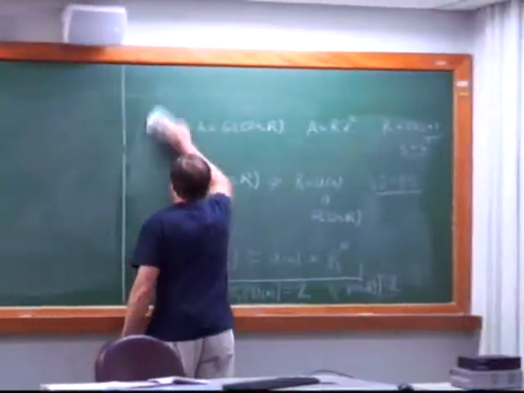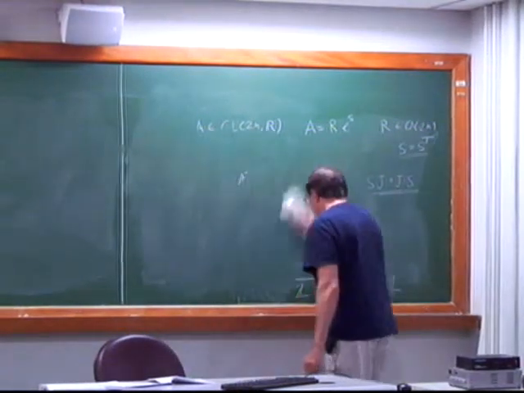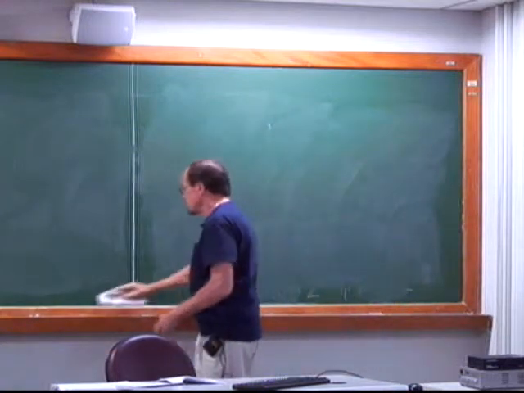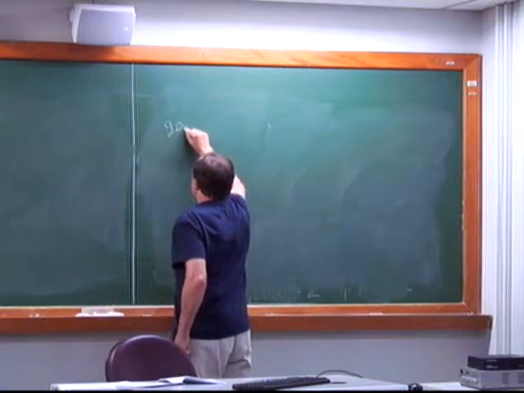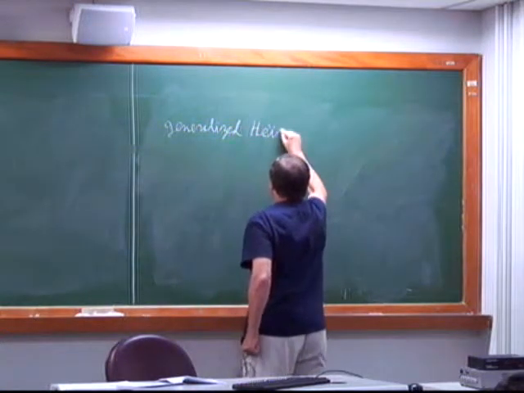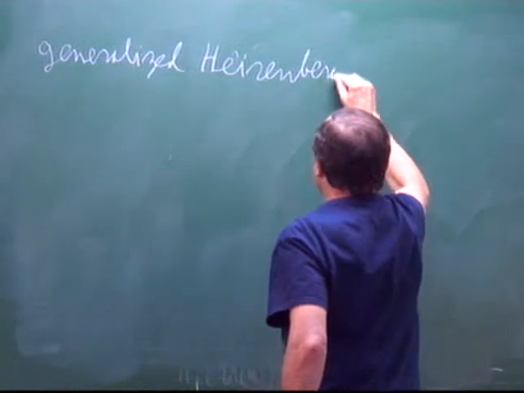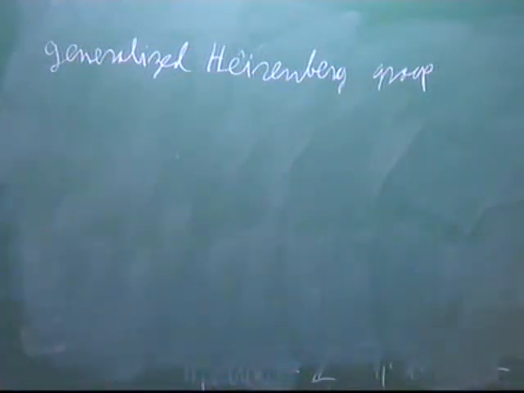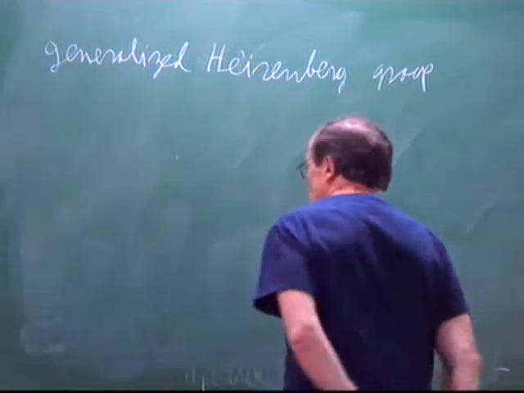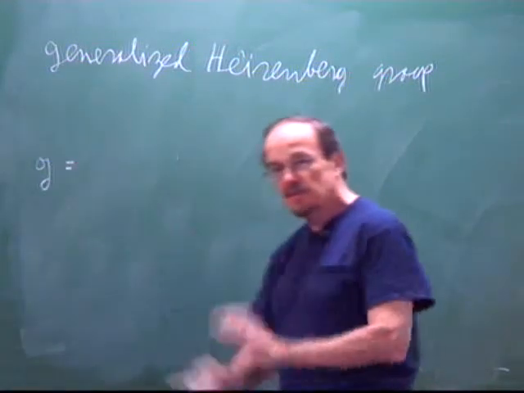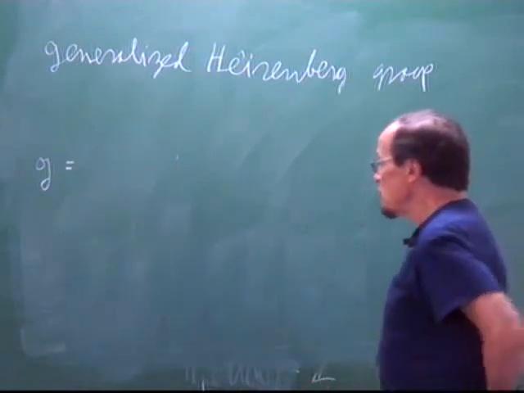There's another way one can generalize this into something called the generalized Heisenberg group. Maybe I'll talk a little bit about that on Wednesday also, because that's actually really interesting. So here I do the following. I take my Lie algebra. I'll just define the Lie algebra now. The Lie group is just the Lie group corresponding to the Lie algebra.